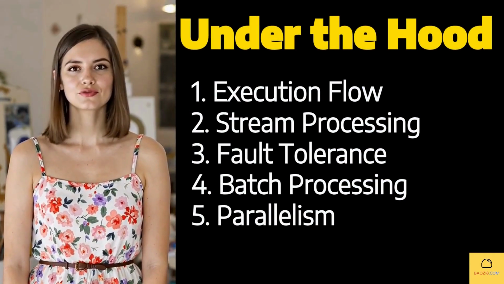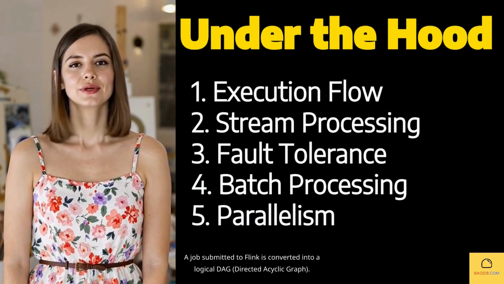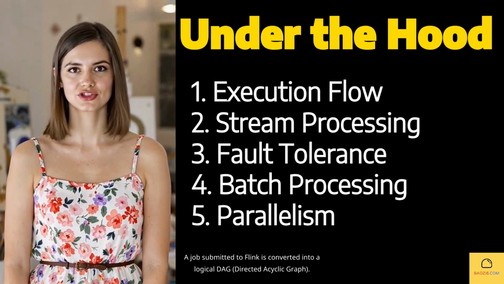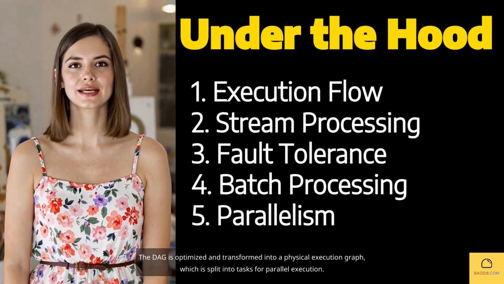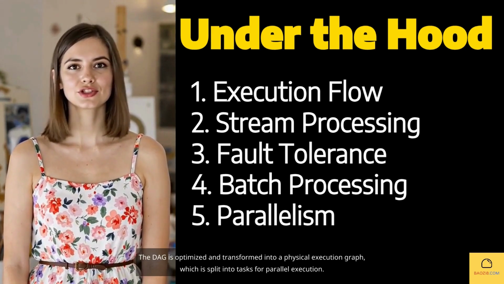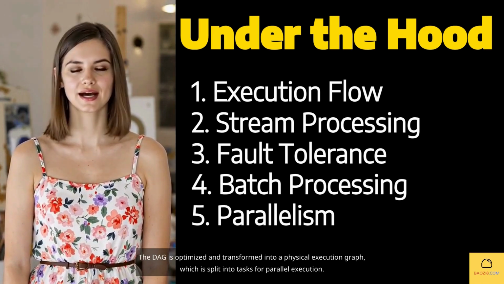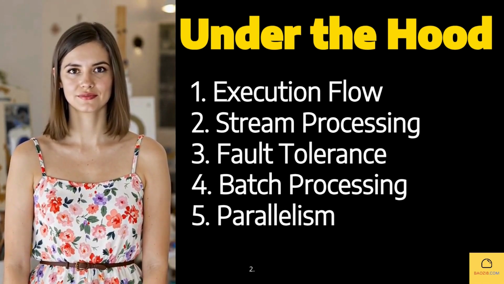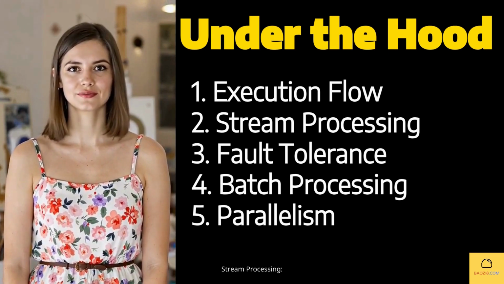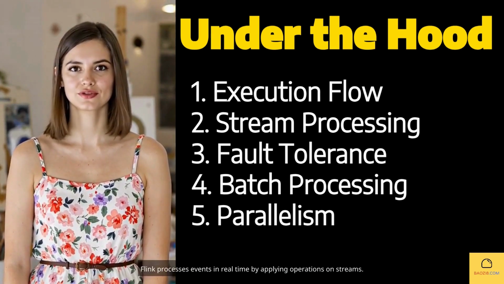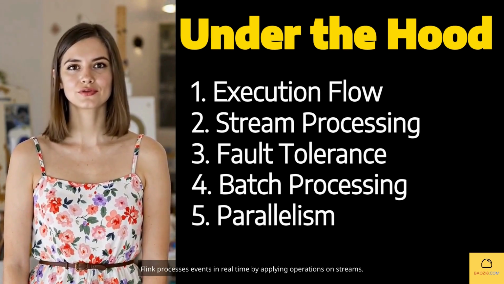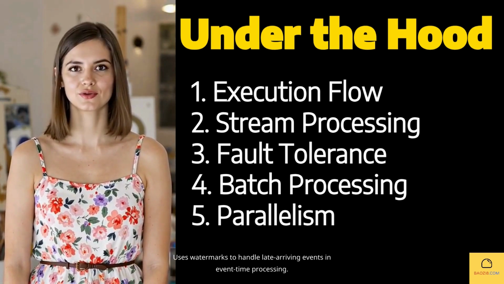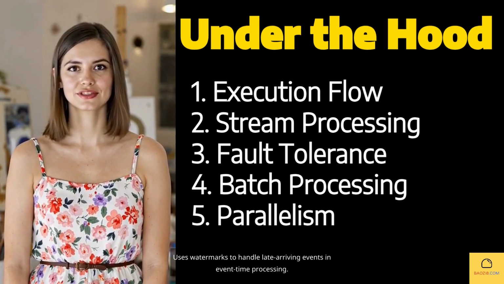1. Execution flow. A job submitted to Flink is converted into a logical DAG, a directed acyclic graph. The DAG is optimized and transformed into a physical execution graph, which is split into tasks for parallel execution. 2. Stream processing. Flink processes events in real time by applying operations on streams. It uses watermarks to handle late-arriving events in event-time processing.